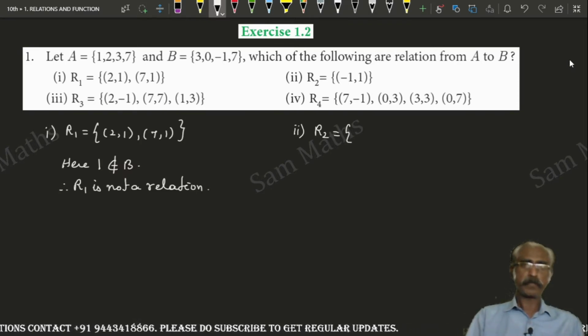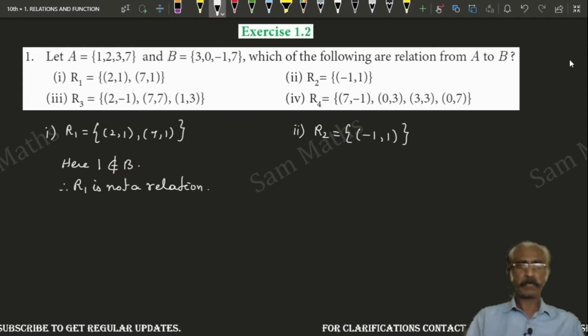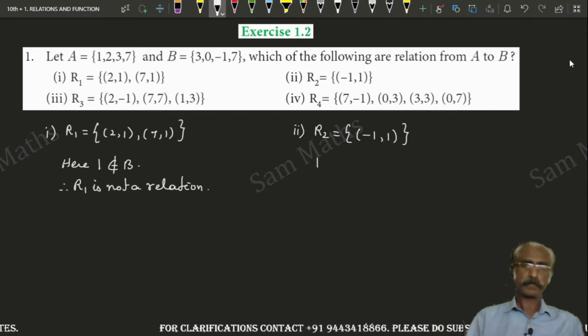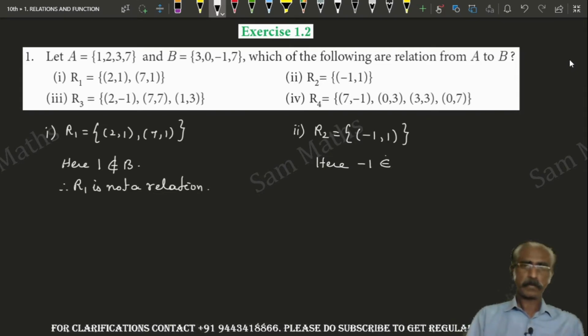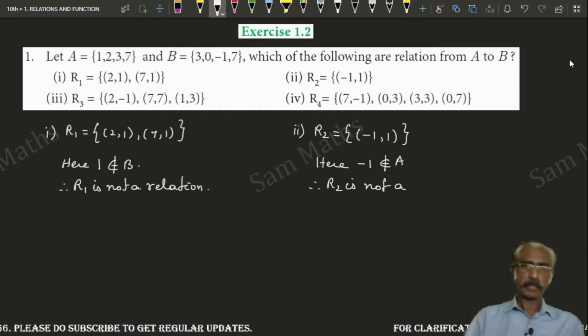R2 is equal to minus 1, 1. Once again, you can go with the same reason, or even the first entry minus 1 is not from A. Here, minus 1 is not an element of A. Therefore, R2 is not a relation.